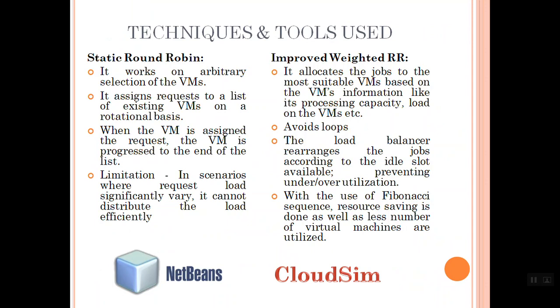It allocates the jobs to the most suitable virtual machine based on the virtual machine's information like the processing capacity, etc. And with this we can avoid loops, and also we have integrated the Fibonacci sequence with this. It is a resource saving mechanism, so a smaller number of virtual machines are utilized, and also the problem of under or overutilization is solved.